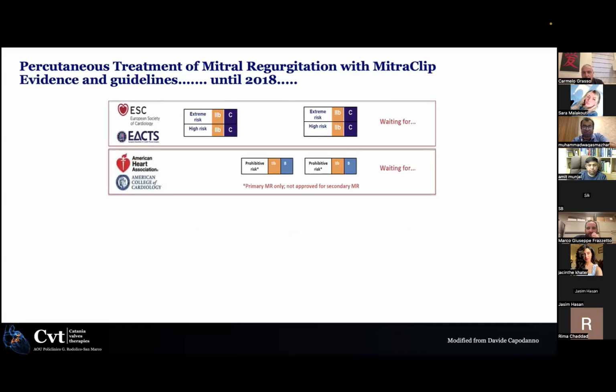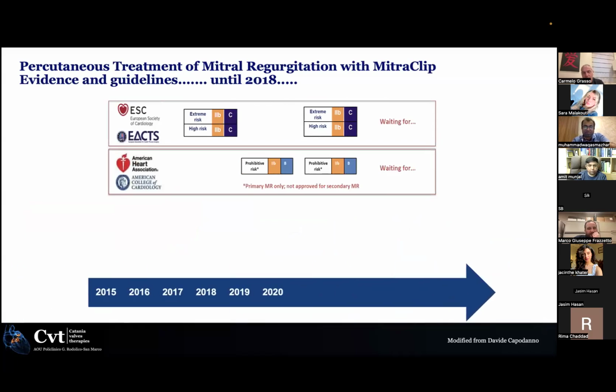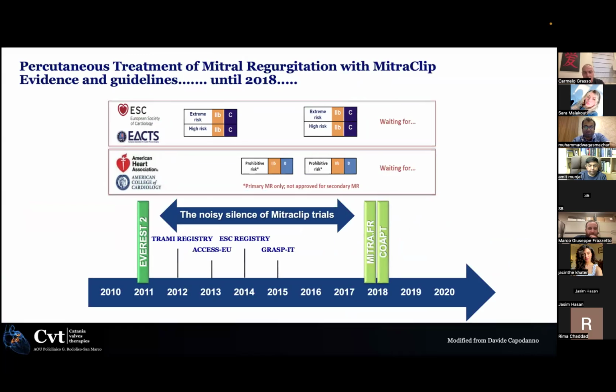When we started to deal with mitral regurgitation with transcatheter repair, it was a very, very long time ago. You know that in 2011, the EVEREST II trial was published, and it came to us with incredible results. The results say that mitral repair was safe and effective if compared with surgery in degenerative patients. The majority of patients were degenerative.